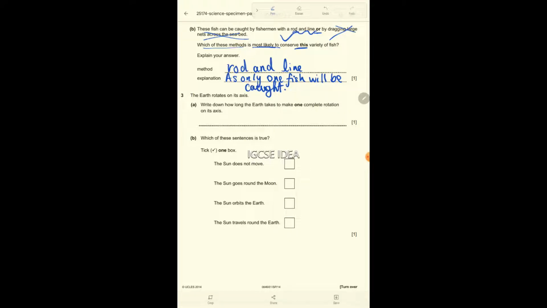Question 3. The Earth rotates on its axis. Write down how long the Earth takes to make one complete rotation on its axis. 24 hours. 1 day.